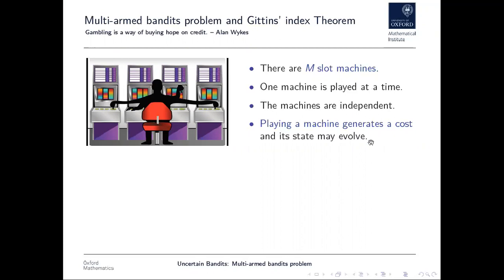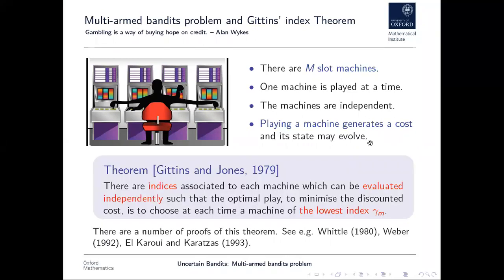To solve this problem, Gittins proposed the Gittins index theorem. Originally, to solve this problem we would need to do backward induction, which involves an m-dimensional problem because you have m slot machines. But Gittins basically says that you can compute the index on each machine separately, and once you have established the index of each machine, you just choose to play the machine with the lowest index.